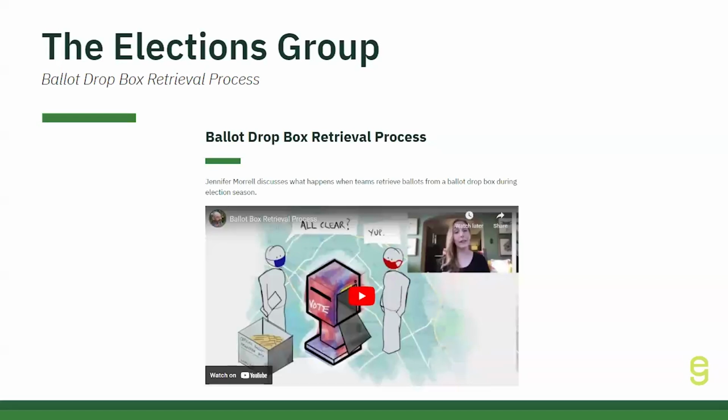Here, Jennifer discusses what happens when teams retrieve ballots from a ballot box during an election season. The video emphasizes strict chain of custody, which is a critical component of the ballot retrieval process.